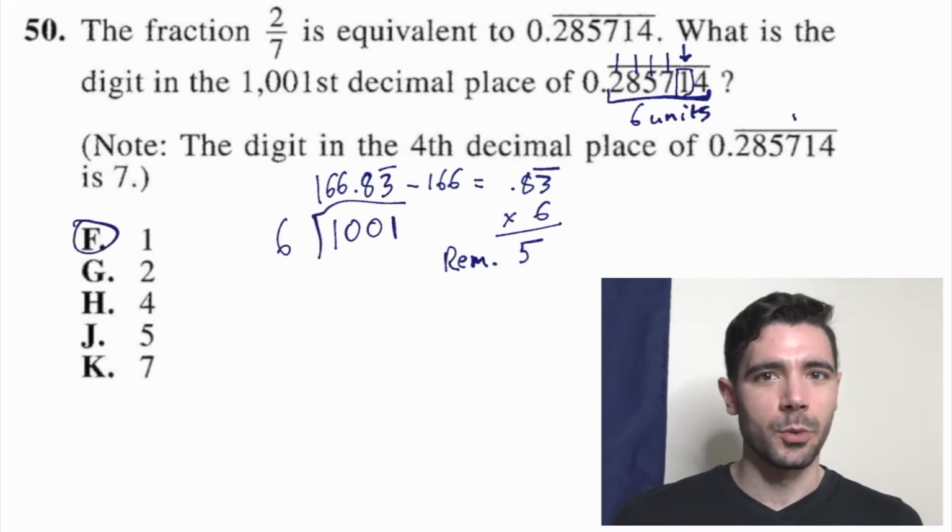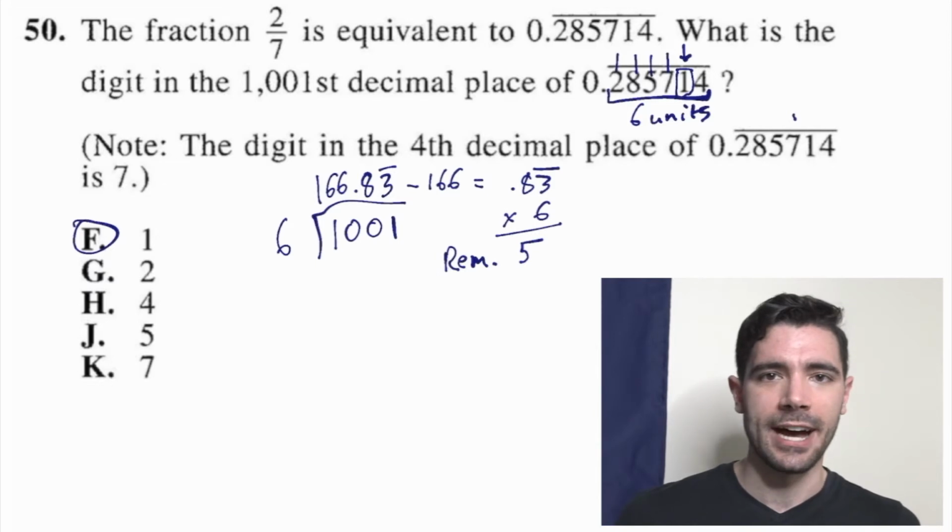Super cool. There are 2 other ways you could do this. You could do 1001 divided by 6 as long division by hand, and then solve for the remainder, and the remainder would be 5. And again, that's how many you would count along the sequence.